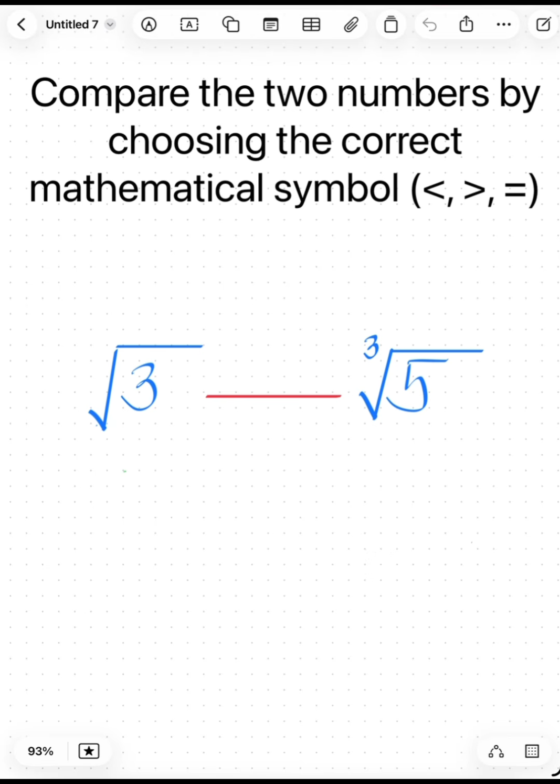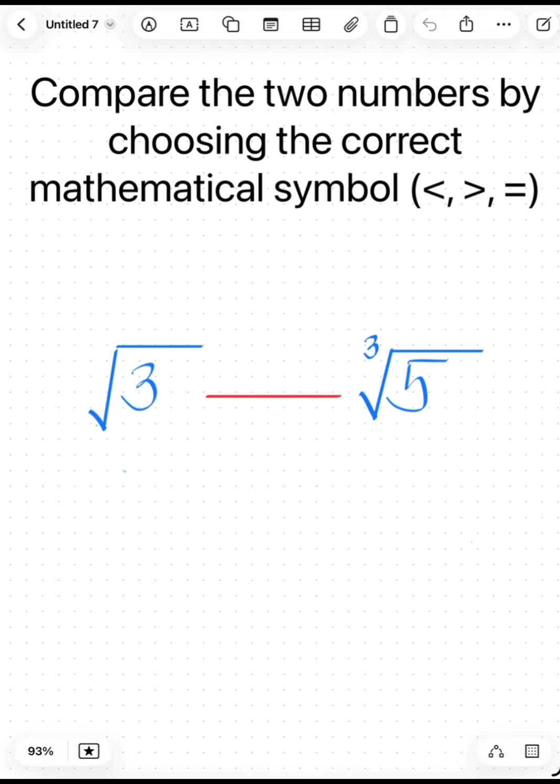Now, how to deal with this one in the simplest possible way or without using a calculator? I will give you 3 simple steps. First one, convert the radical into exponential. Number 2, express the exponential into whole number. And then number 3, simplify the results. And of course, disclaimer, this method is only for comparing, no? Not getting the exact value.